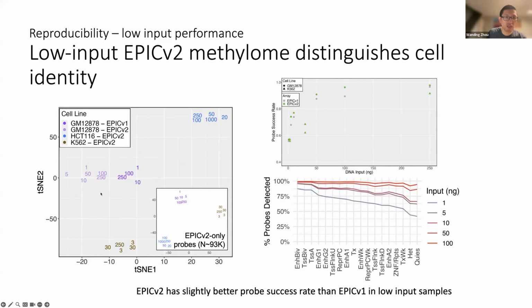And then if you cluster the methylomes based on the input, which is shown on the labels, you can see that the samples primarily clustered by cell identity instead of by DNA input. And then this is the case even for EPICV2 only probes. And most of the probe detection loss goes to the quiescent and heterochromatic regions. And then the GC-rich bivalent chromatins or promoters, they tend to retain more detection.